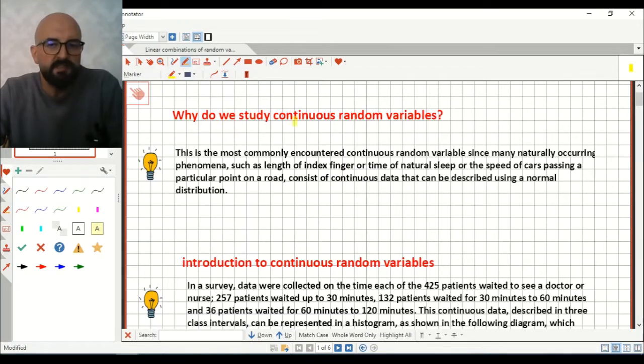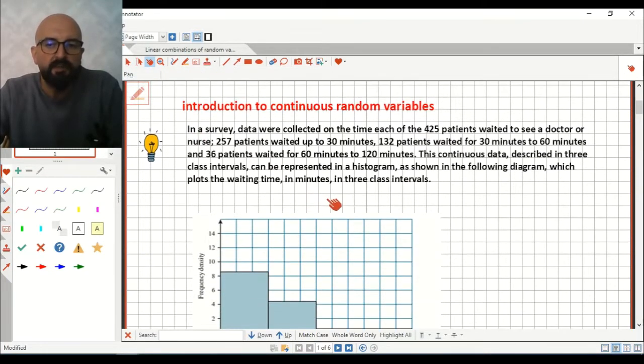Why do we study continuous random variables? This is the most commonly encountered continuous random variable, since many naturally occurring phenomena, such as length of index finger, or time of natural sleep, or the speed of a car passing a particular point on a road, consist of continuous data that can be described using a normal distribution.